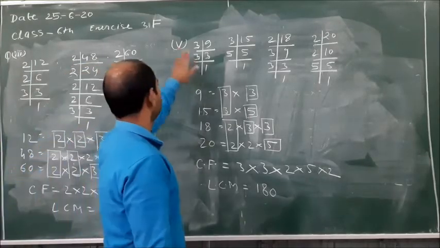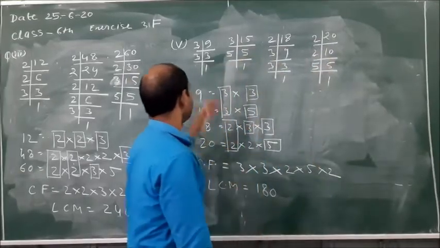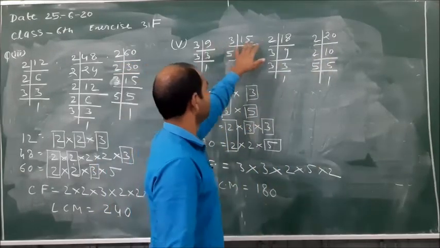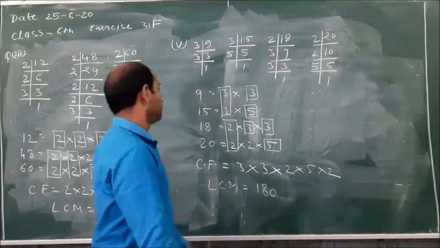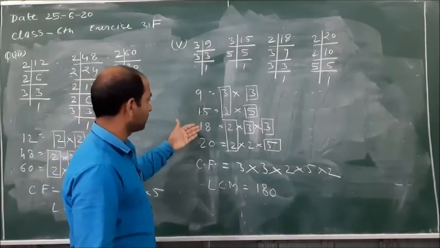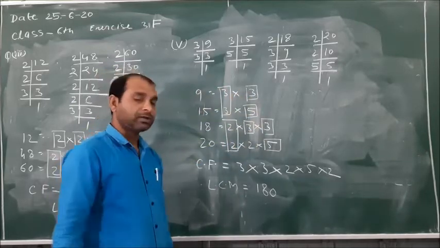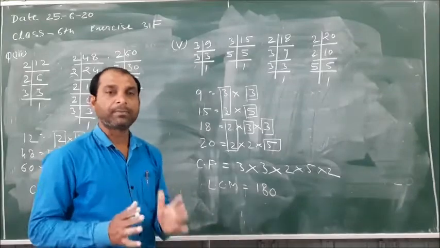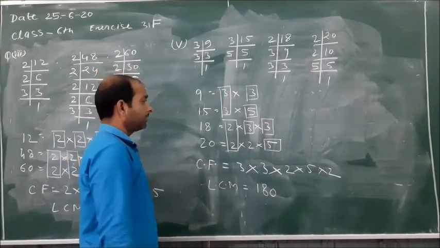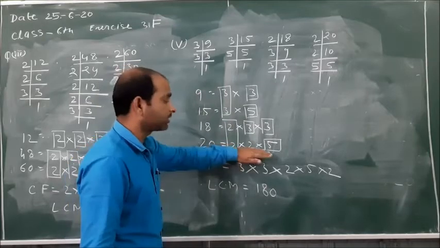So last question, question number 5th: 9, 15, 18 and 20. We find the prime factors of 9, 15, 18 and 20. Here we write the prime factors. So we make the common pairs, common factors. Here 3, 3, 3. But in this number there is not any 3.